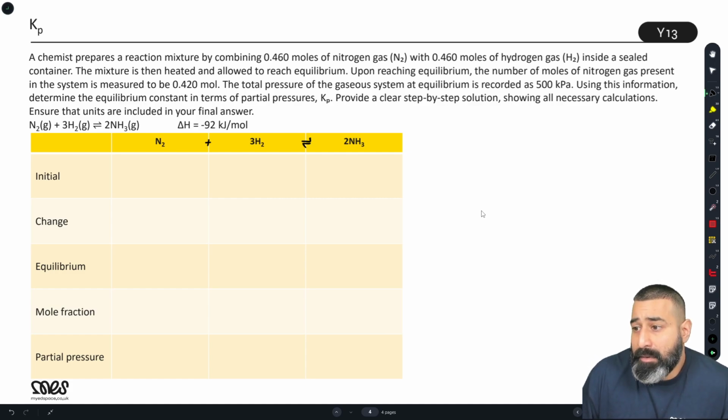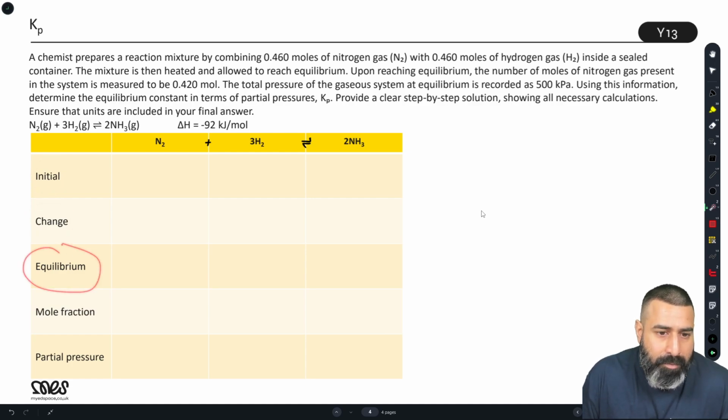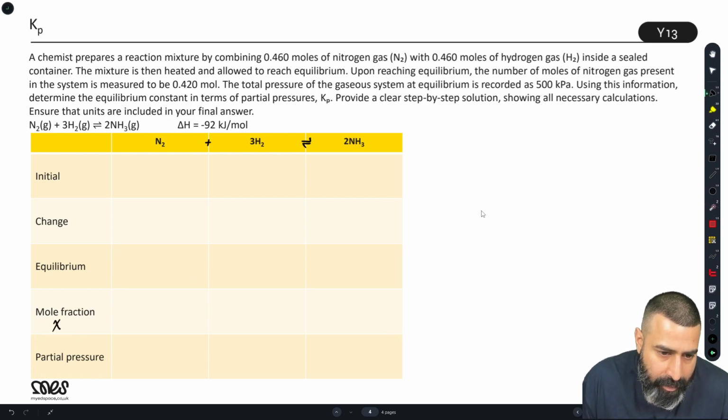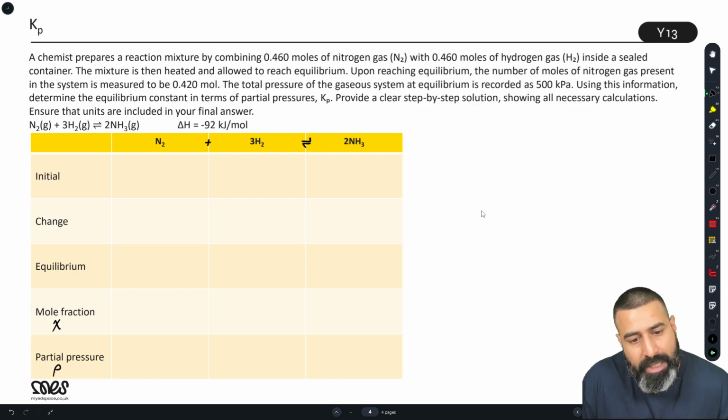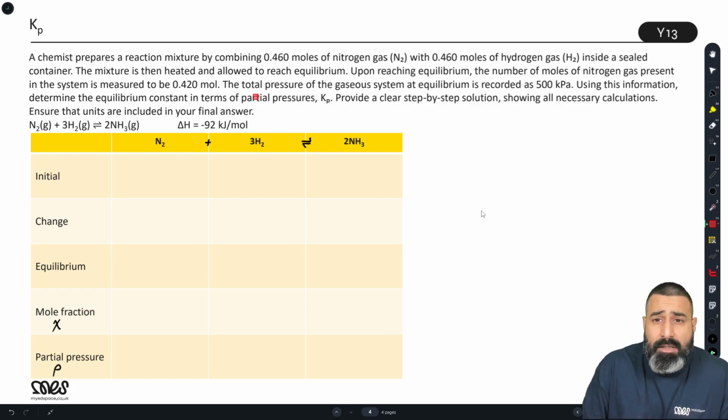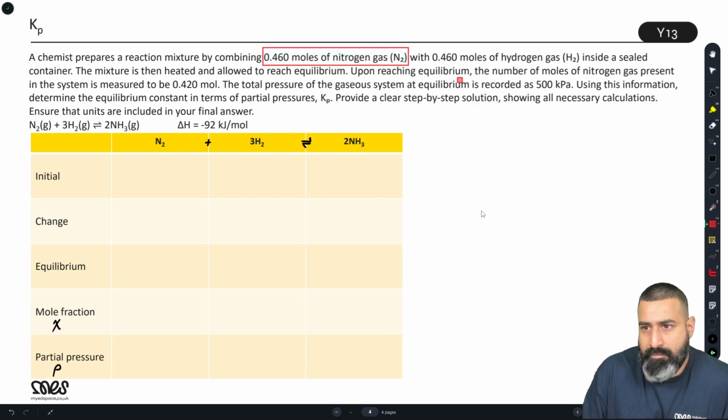And then I'm going to set up a little table, and I've already done it in the interest of time, but you might know this table. We've got the initial, change, and the equilibrium, so this is called an ICE table. For KP, you need 2 extra row headings, and one is for the mole fraction, chi, and one is for the partial pressure, P. Okay, then I start looking at the text, and then I have a look and think how much of my reactants were mixed initially. And normally that information is found in the text, and I've circled it.